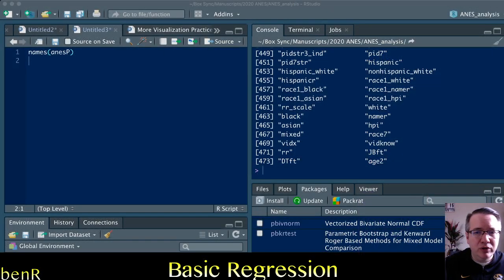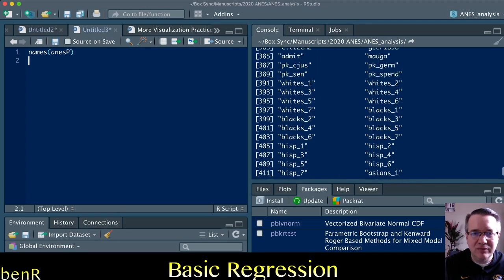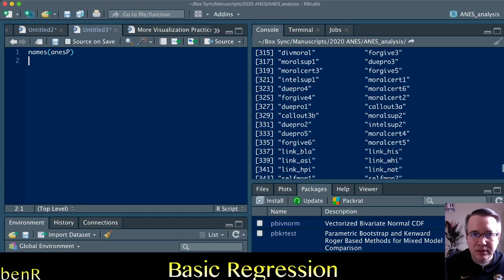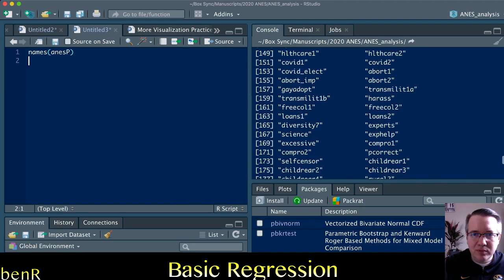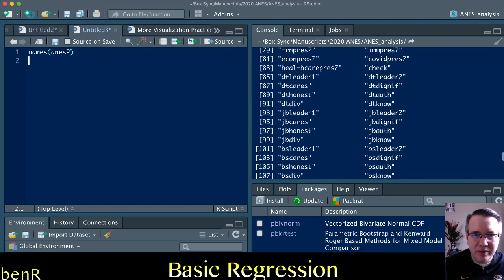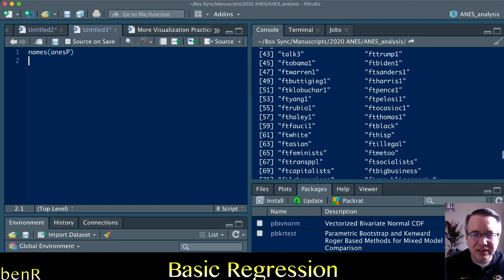So if you run this names command, I imported the data set and named it anesP for ANES pilot data. If you run the names command, you'll see that they named these variables. Where are the feeling thermometer ones? All the way up at the top. Here we go. FT, and so FT Trump 1 is what they named that Donald Trump feeling thermometer.